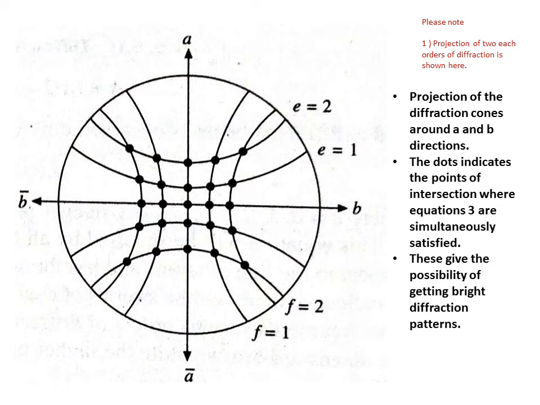Similarly, I have other cones representing different orders of diffraction from atoms placed along the B direction. Since those two equations should be simultaneously satisfied, it means the intersection of all these cones, and you can see these dots at the intersection. When these two equations are simultaneously satisfied, there are certain specific directions along which only these two equations can be simultaneously satisfied, and they are indicated by these black dots here.